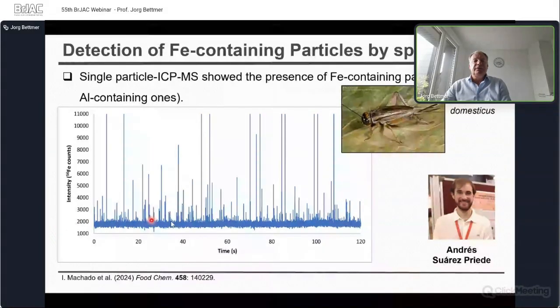What you can see at first view, in the first experiments here, these individual signal events indicate the presence of iron-containing particles, for example, in one of these crickets. The same is true for aluminium, but I don't show you the data.